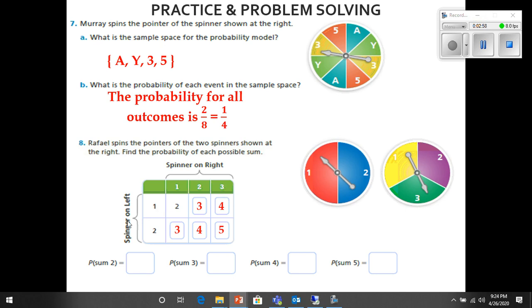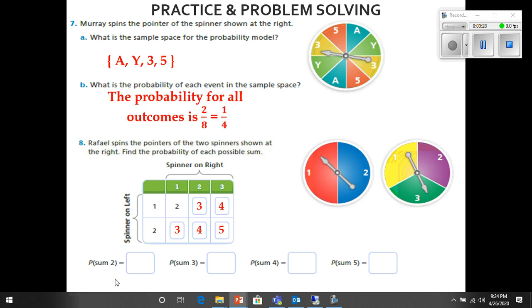Now let's look at the spinner on the left landing on 2. This would be 2 plus 1 if the spinner on the right should land on 1. And 2 and 1 would be 3. If it landed on 2, then this would be 2 plus 2, which is 4. And if it landed on 3, that would be 2 plus 3, which would be 5.